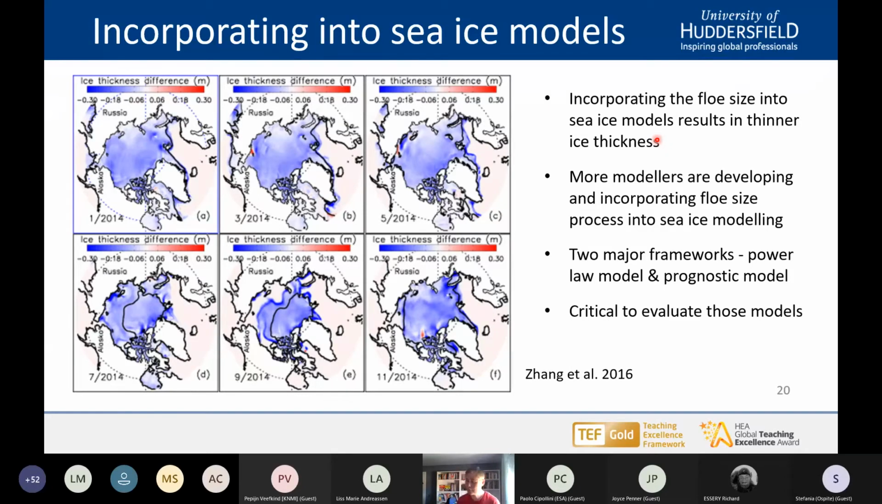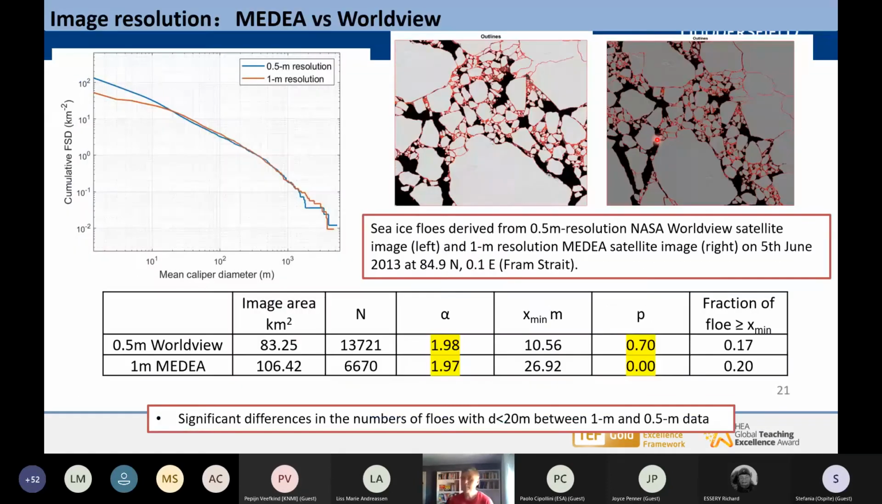And so it's very critical that we evaluate these models. One thing that came out when we discussed with the sea ice modelers is that they have not resolved the smaller ice floes, only the larger ones. So that's why we started looking at the 1 meter resolution satellite images. And we're also going to look at the impact of even higher resolution on the floe size distributions.